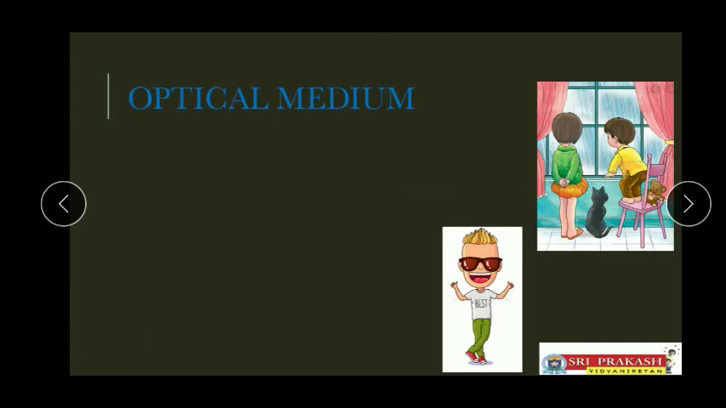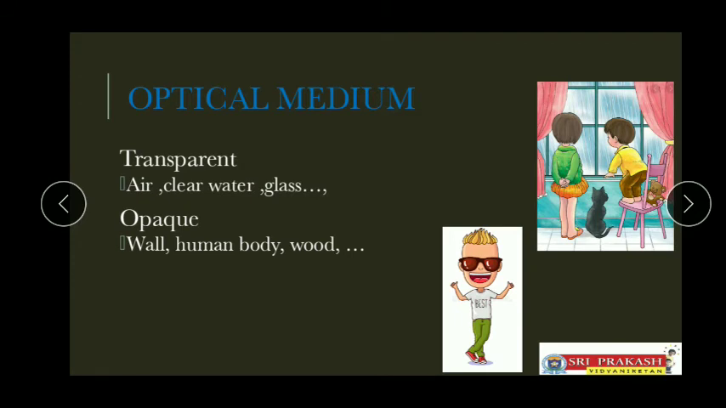Let us move on. Optical mediums can be classified into three categories. Transparent material, through which we are able to see without any kind of disturbance, is called a transparent medium. Air, clear water, glass, all these things come under transparent materials. And opaque materials will not allow the light ray through them at all. Wall, human body, wood, all these things come under opaque material.